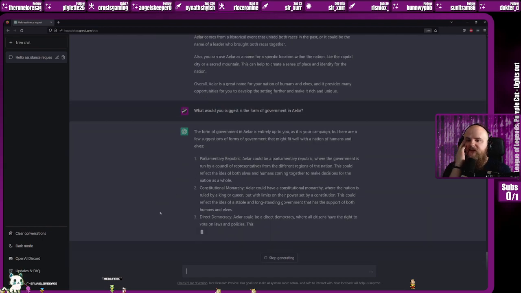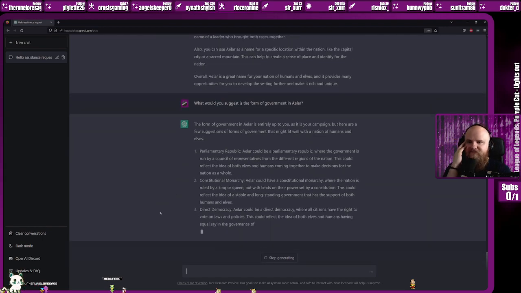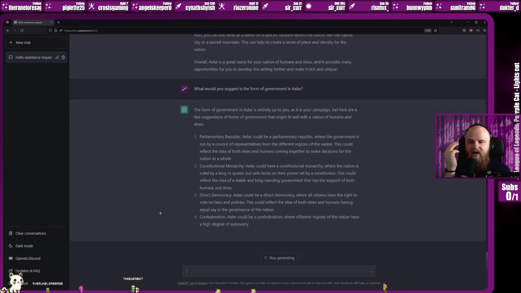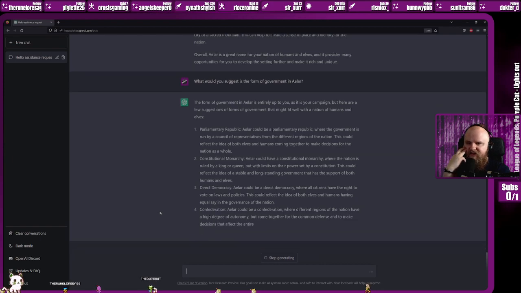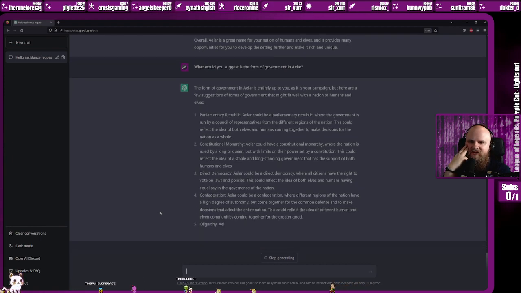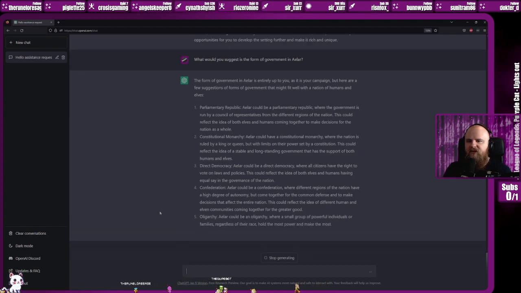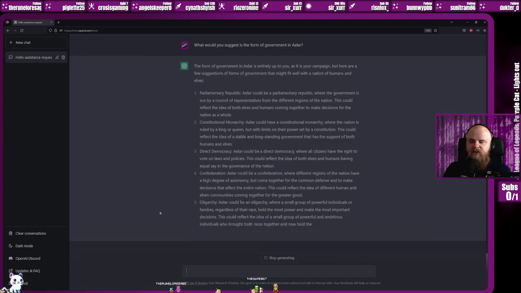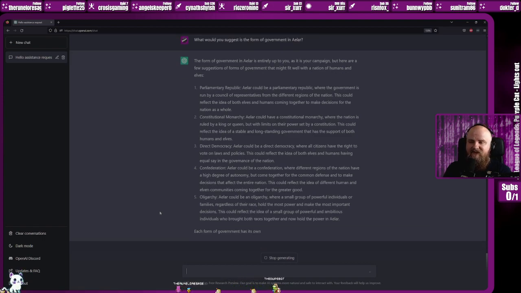The form of government is entirely up to you. Parliamentary Republic. Okay, I was actually expecting a kingdom as first suggestion. Where the government is run by a council of representatives from the different regions of the nation. This could reflect the idea of both elves and humans coming together to make decisions for the nation as a whole. And that actually makes kind of sense.